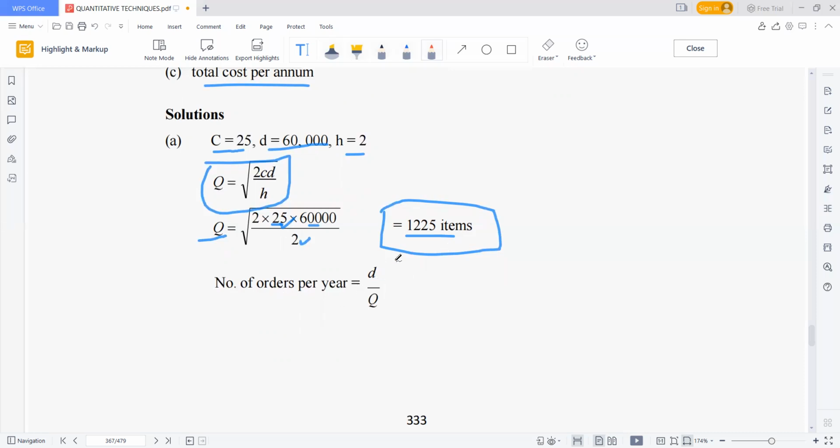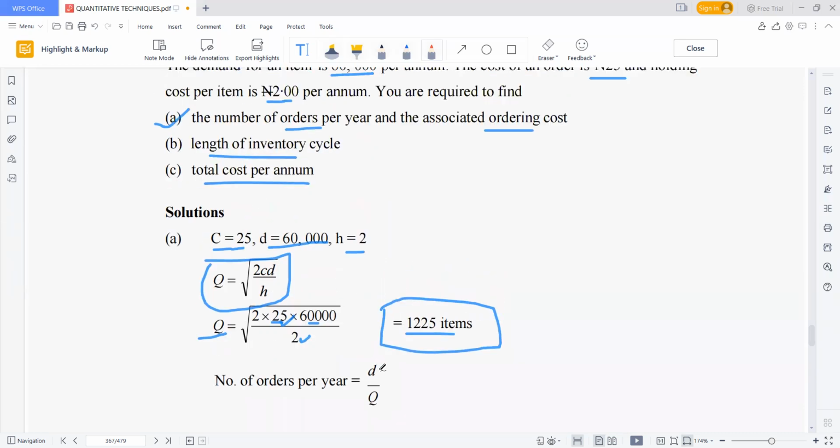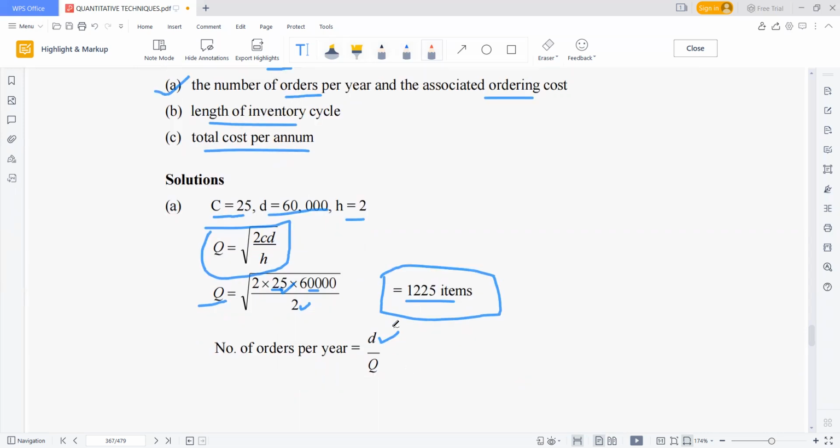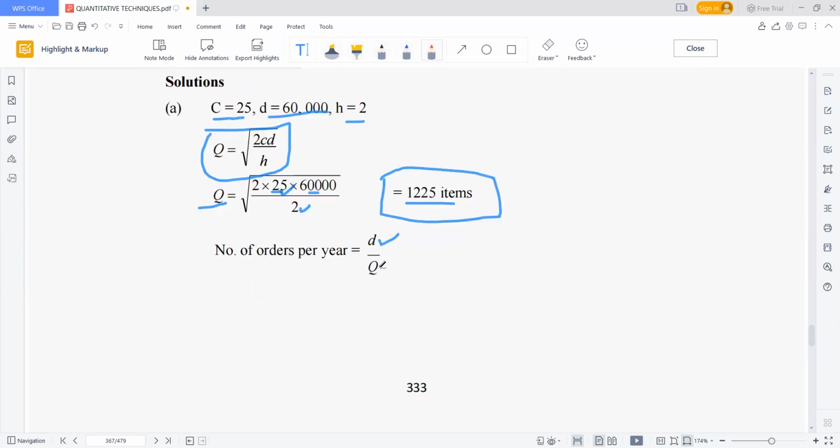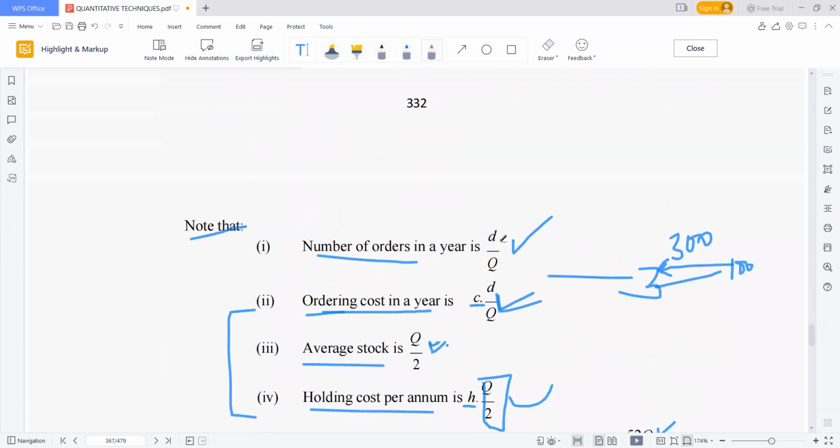So number of orders per year will now be what? Demand. You are ordering for how much? 60,000 units. And the number of items in one order is 1,225. So if you divide the total demand by Q, we're supposed to get the number of orders, just like we see in our formula here, D divided by Q, which is demand divided by the quantity in one order.